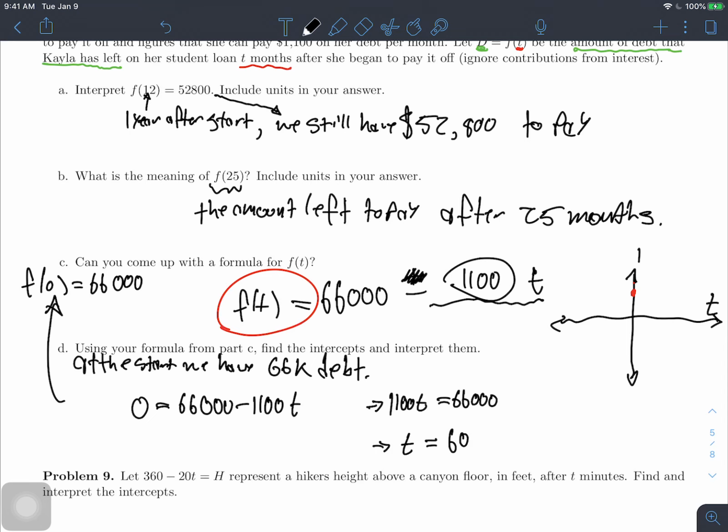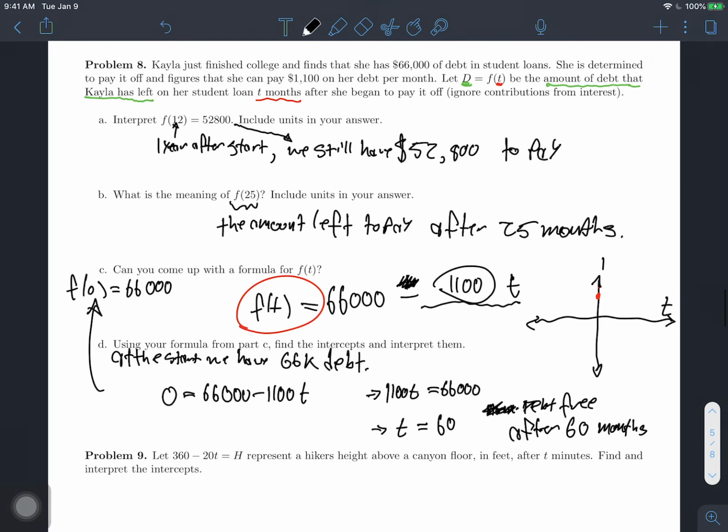So what does that mean? Well, I have d equal to 0 when t is equal to 60. That means that my debt is completely paid off after 60 months or 5 years. Okay? So let's write, we're debt-free after 60 months. Okay. Kind of a lot of stuff in there.